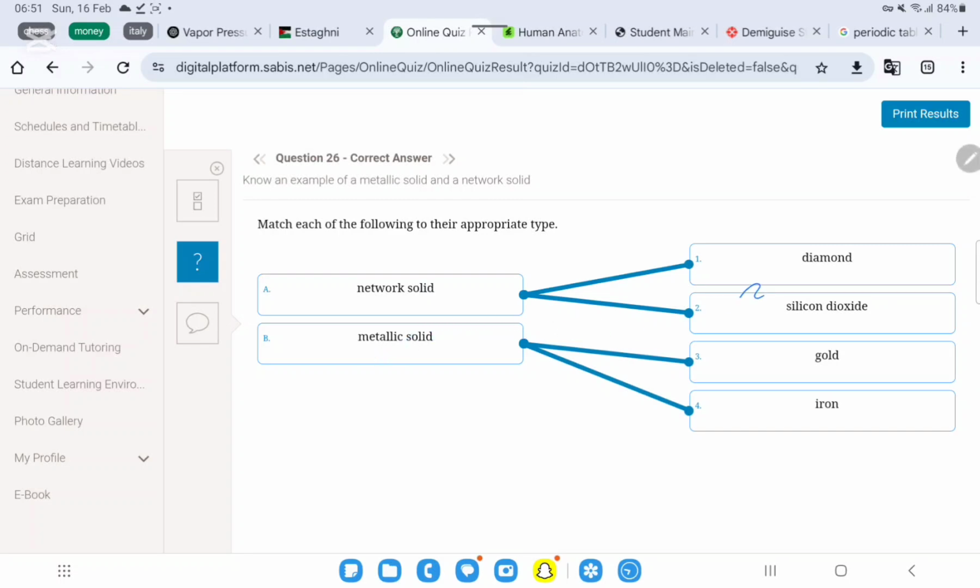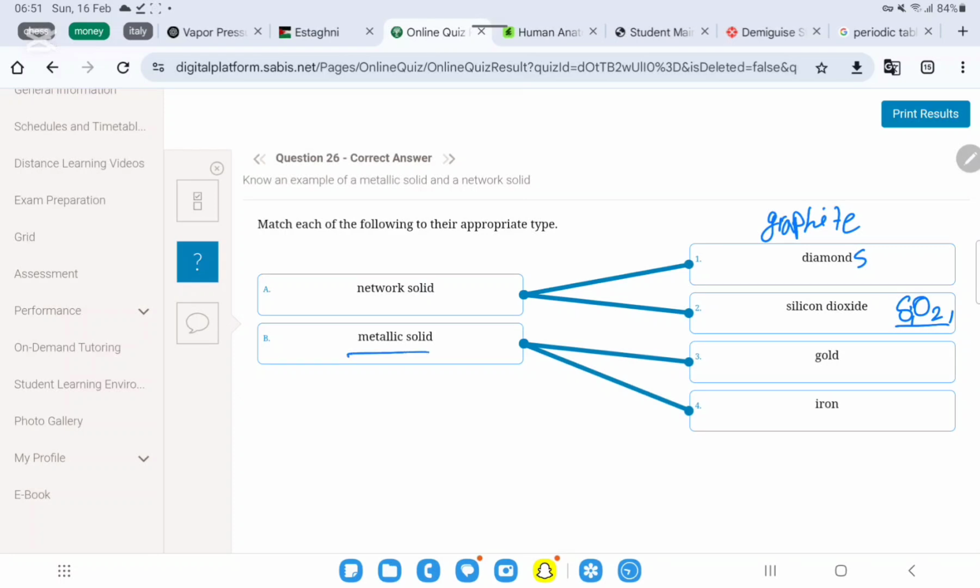So network solids, we only took 3 at school. It's graphite, diamonds, and SiO2, silicon dioxide. These are all of the network solids we took.